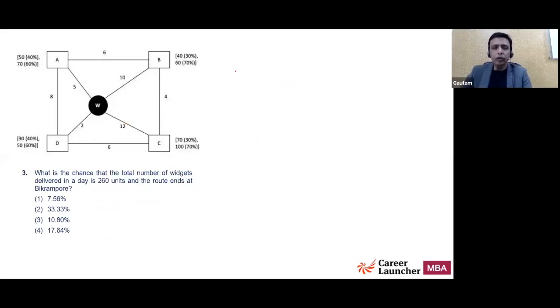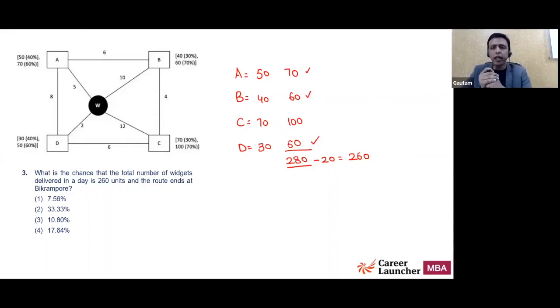Now, as we figured out in the previous question, because we had to go by minimum, A had 50 and 70, B had 40 and 60, C had 70 and 100, and D had 30 and 50. Now we probably need to subtract 20 from this to get 260. In the first case, I could have chosen these three and could have subtracted 20 either from A, C and D, the maximum. So C, definitely we had to supply 100 for sure.